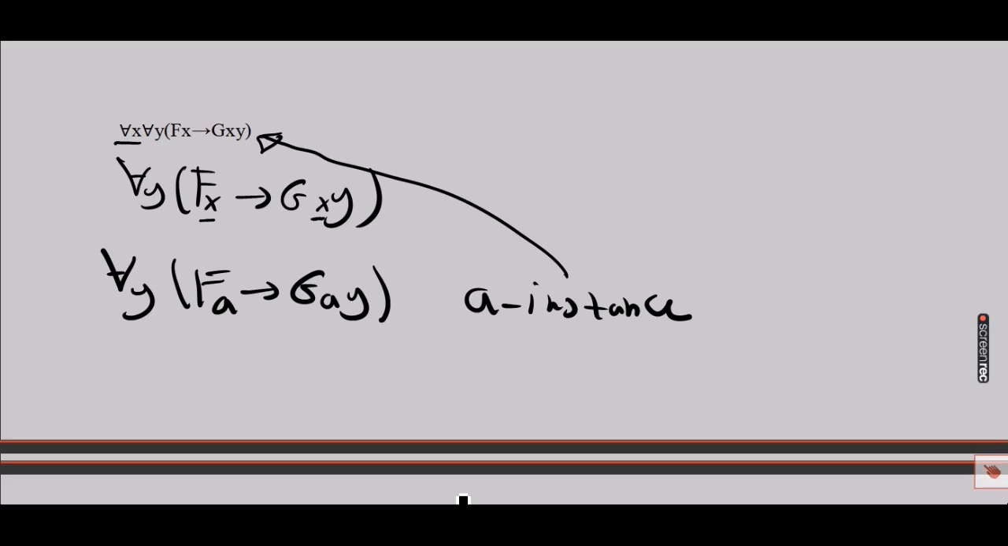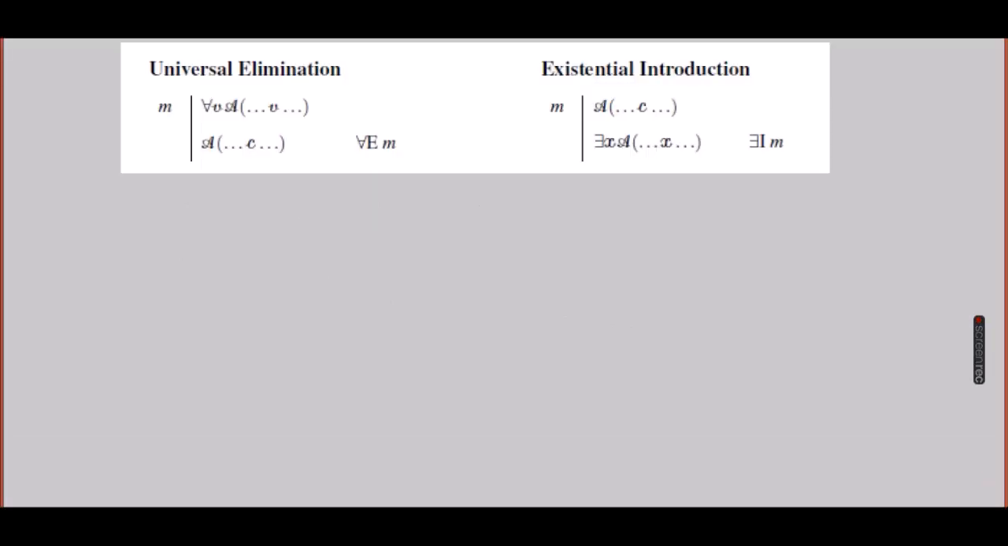Okay, now we can look at the rules. So the first rule that we're going to look at today is universal elimination. And the rule tells us that from a universal formula, you can derive any instance of it using universal elimination.